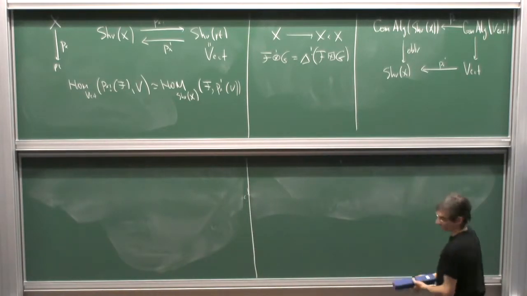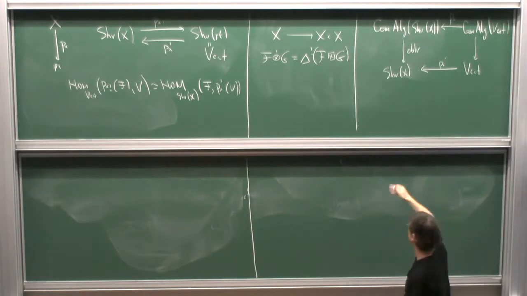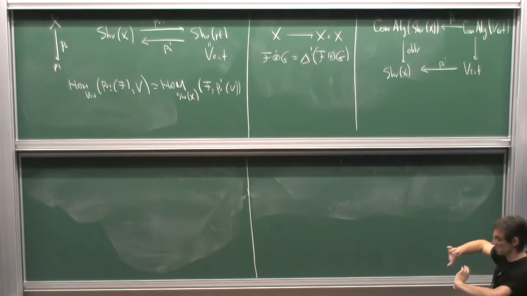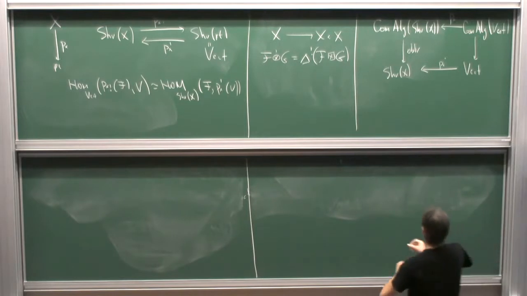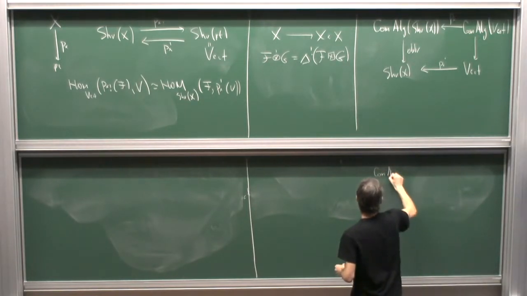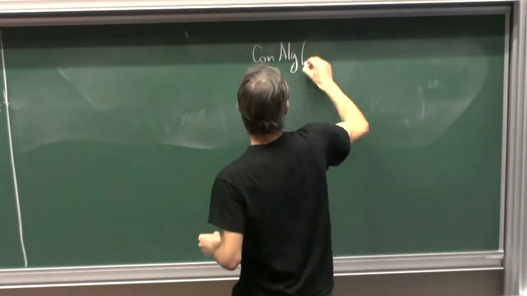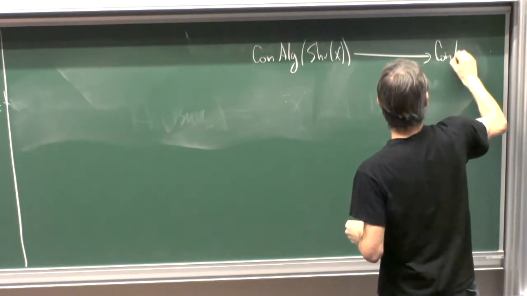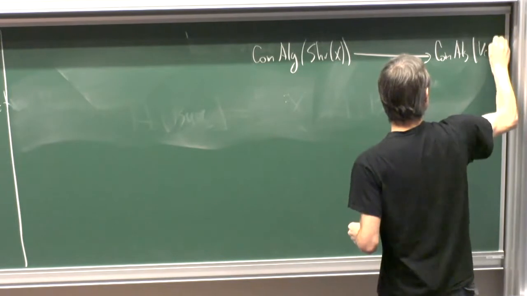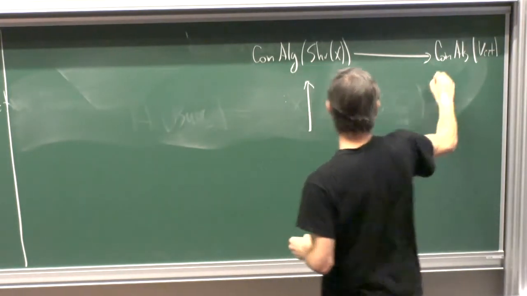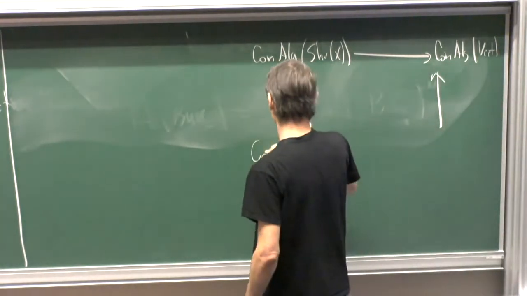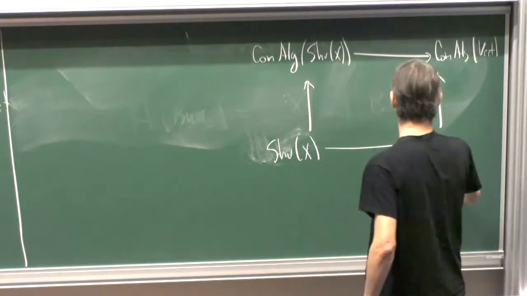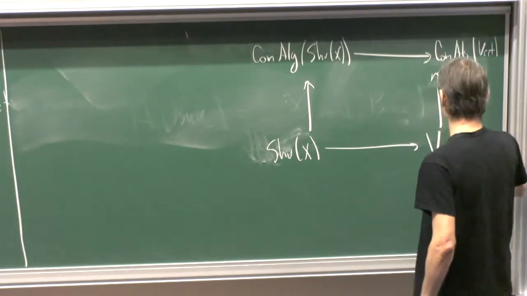Well, I have this beautiful diagram here, so let me write one down underneath it. Well, you have these functors. You can take all of their left adjoints, and the diagram will still commute. So it will be com-alg. I'm not even labeling these arrows yet.